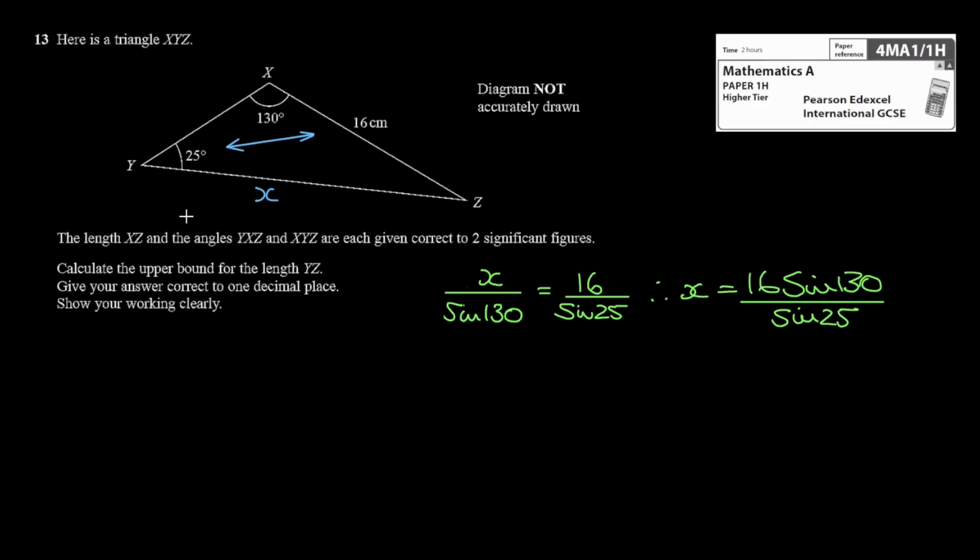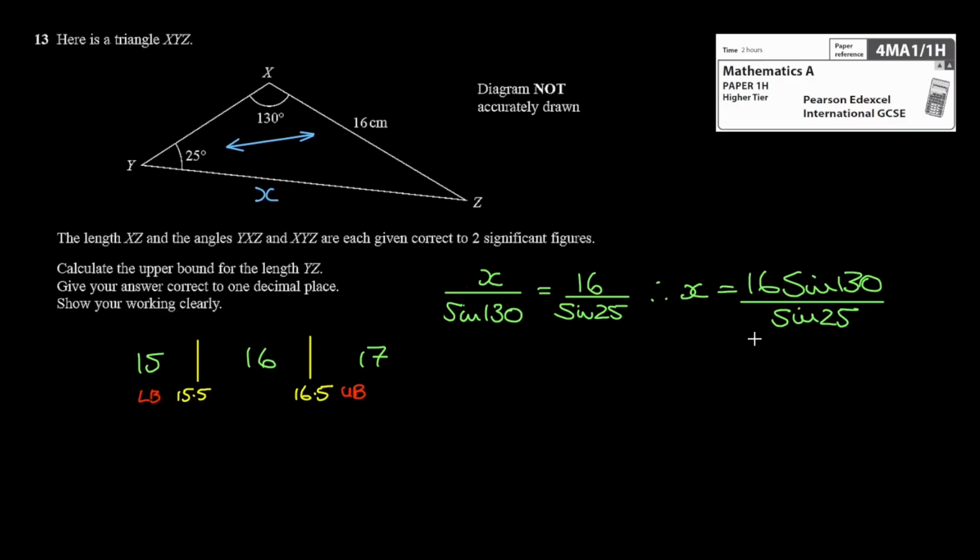We're told everything is correct to two significant figures. So if I plonk 16 there, what's going to be the next one up? Well, the next one up is going to be 17. And the next one down is going to be 15. And the barrier that defines whether the number you measure goes down to 15 or up to 16 is plonked right in the middle. And this will be a value of 15.5, and the barrier here, 16.5. So this would be the upper bound, and this will be the lower bound of the side XZ.